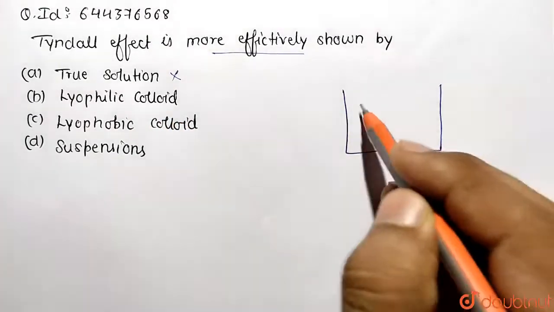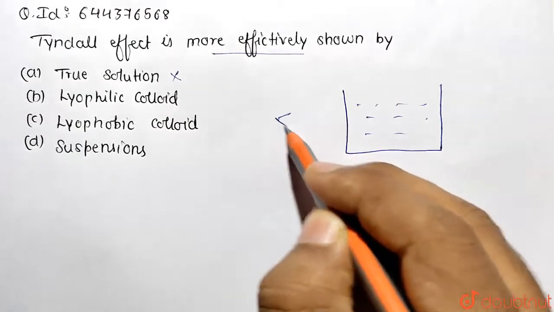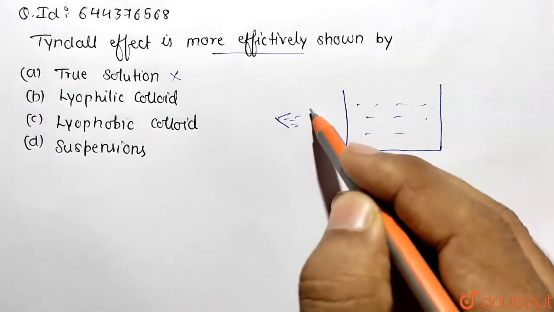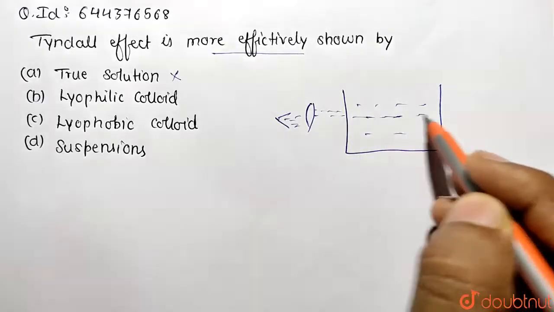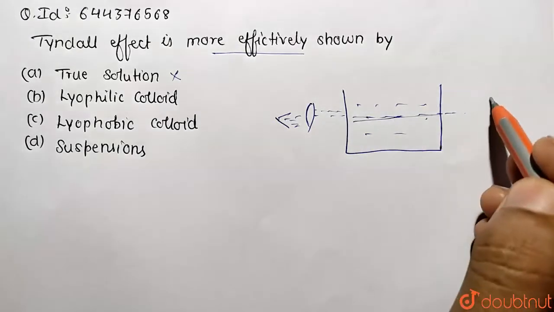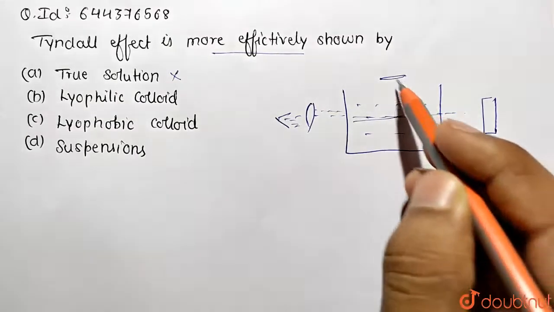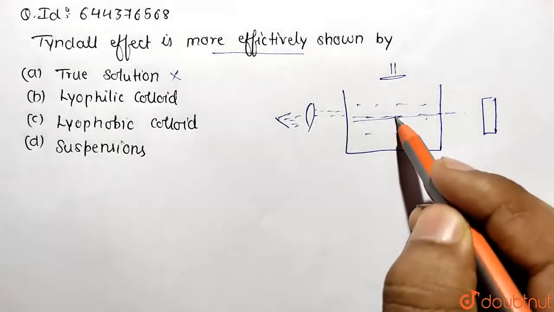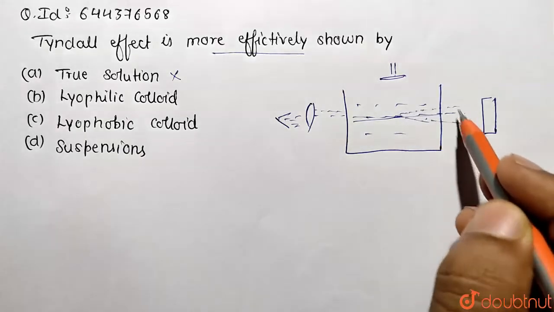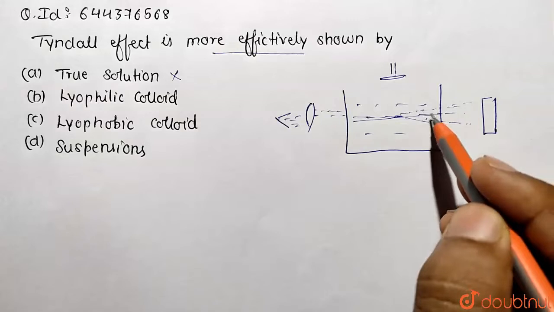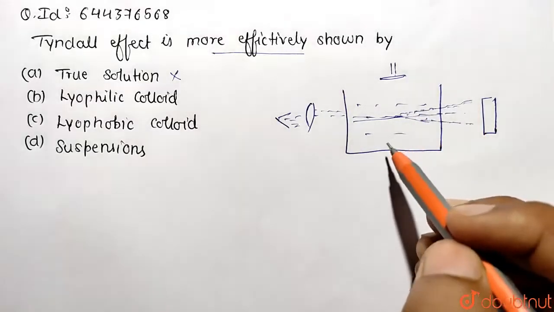Before considering the other options, let's understand the phenomenon. We have taken a solution in a beaker, and from one side we pass light. This is the light source, and here we are using convergent light, which is passed through the solution. One screen is placed. When we look at the scattering of particles from a 90-degree angle, a cone shape forms, which is known as the Tyndall cone, and this is because of the scattering of light by the particles.